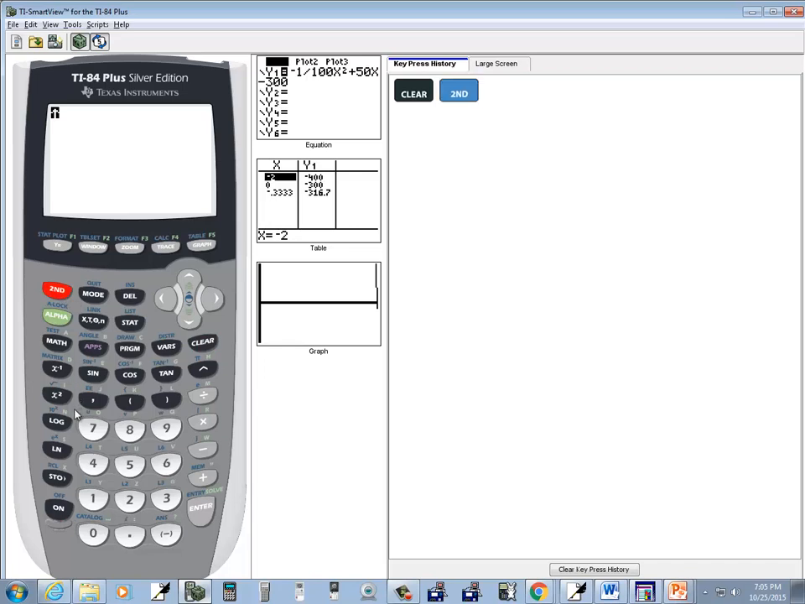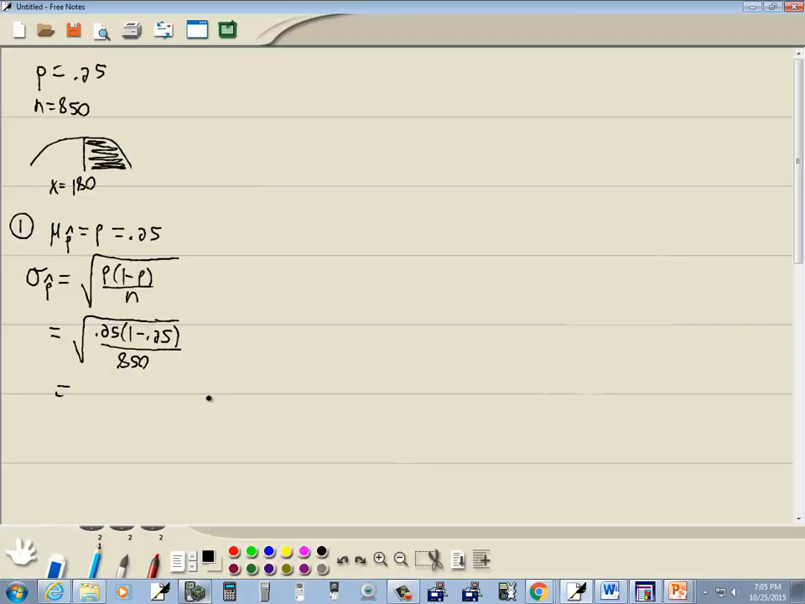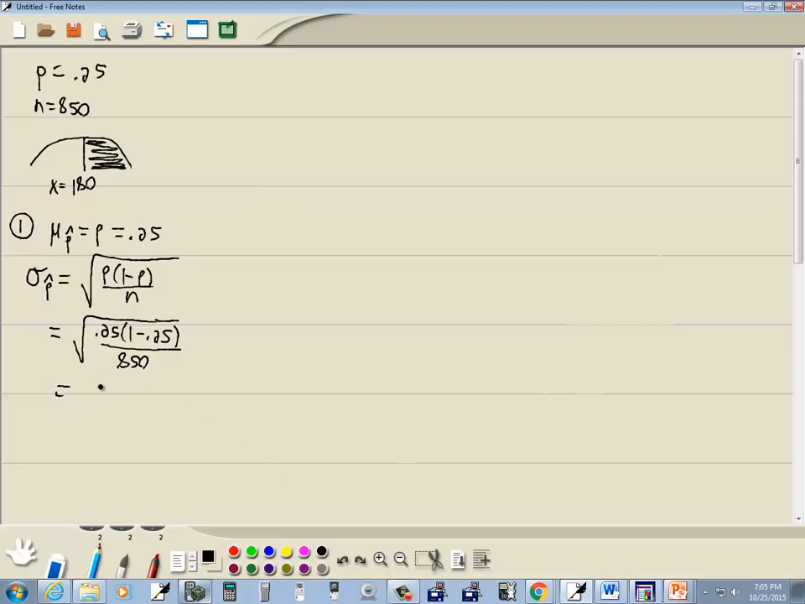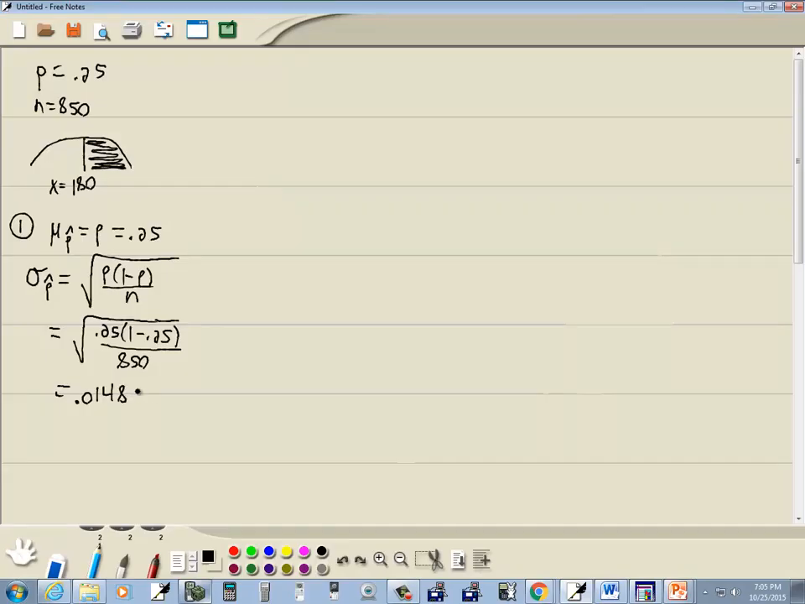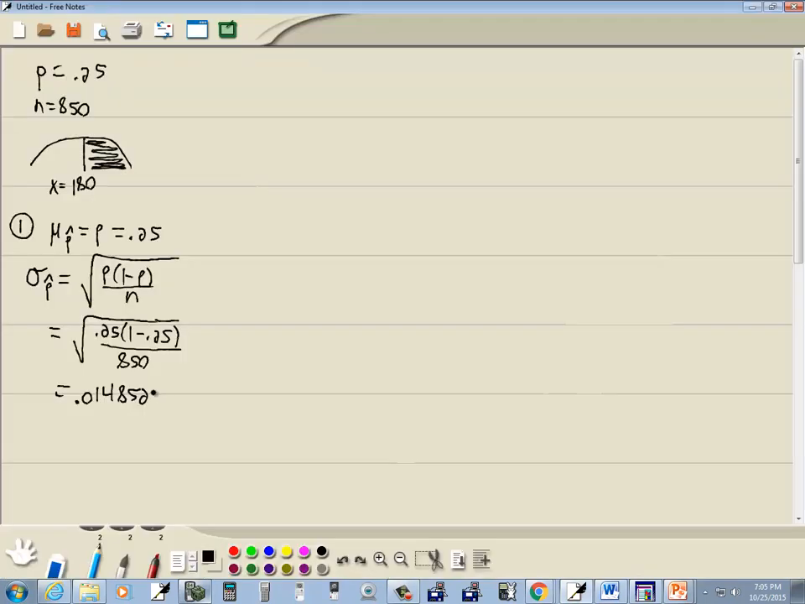So I got second x squared for the square root, 0.25, beginning parentheses, 1 minus 0.25, closing parentheses, divided by 850, enter. Now we don't want to round this at all, so we want to take it out to all the decimal places, 0.0148522131. And that's sigma sub p hat.